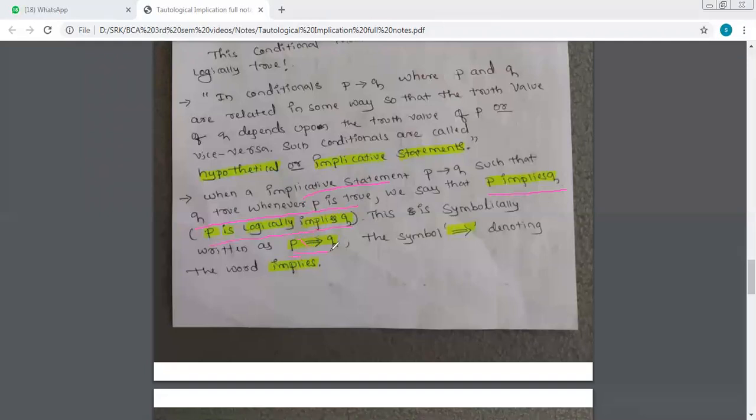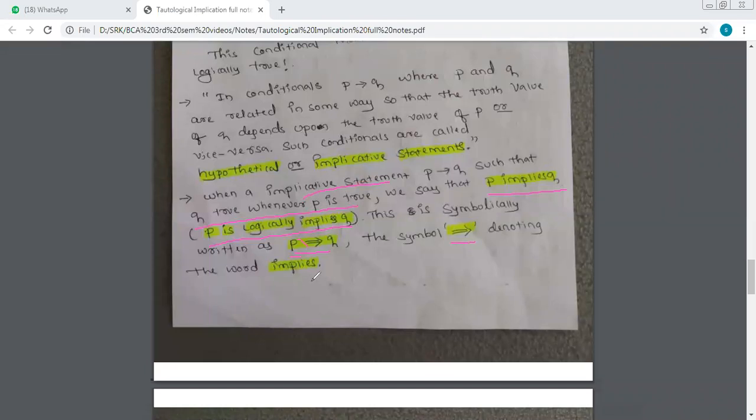This symbol is very important. This symbol is called the implication symbol, or implies. We read it as P implies Q, and the symbol denotes implication or implies. Any doubt?